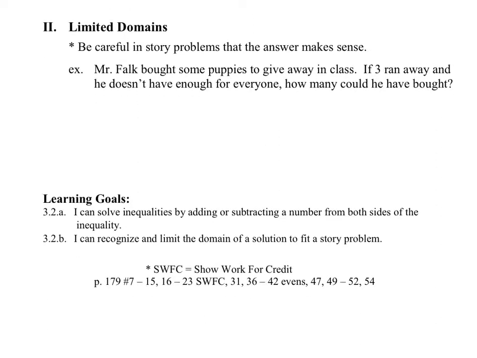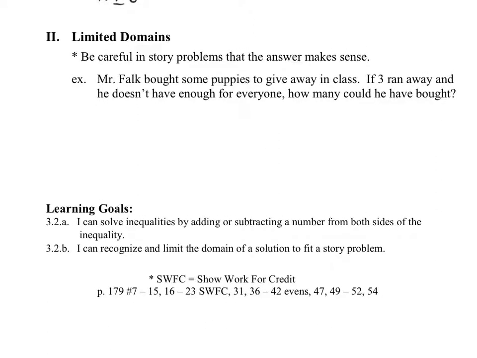Limited domains. Be careful in story problems that the answer makes sense. Really what we're talking about is sometimes you can't have an answer that's a negative. Or sometimes you can't have an answer that's a decimal. Like for this one here, Mr. Falk bought some puppies to give away in class. Aww. Aren't I the nicest teacher ever? If 3 ran away and he doesn't have enough for everyone, how many could he have bought?